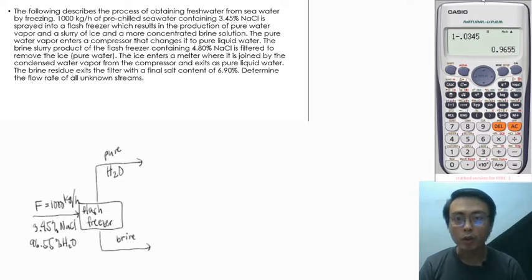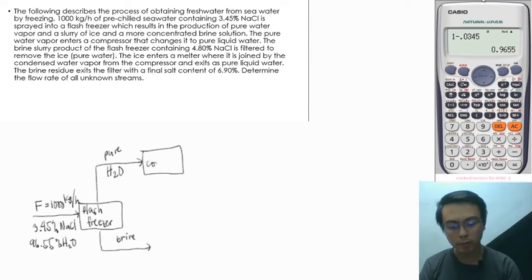The pure water vapor enters a compressor that changes it to pure liquid water. So we have a compressor, and the output of the compressor is liquid water. So I will be clarifying that this is pure water vapor.